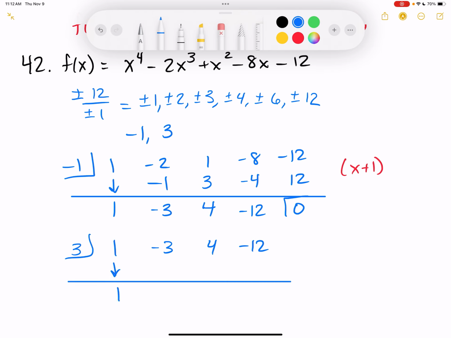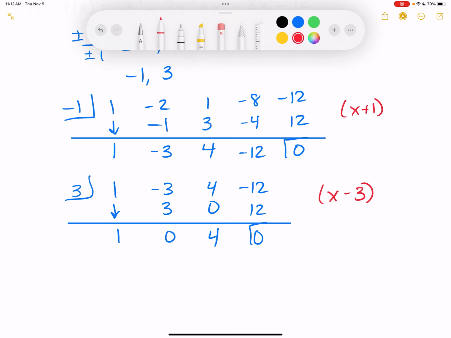And then follow through with synthetic on this one. So 1 times 3 is 3, minus 3 is 0. Times 3 is 0, that's 4, times 3 is 12, -12, plus 12 is 0, so my factor is x minus 3, and so now this is a squared term, so I'm left with x squared plus 4. Can that be simplified down to irreducible quadratic factors with real coefficients? So can I simplify that down anymore?